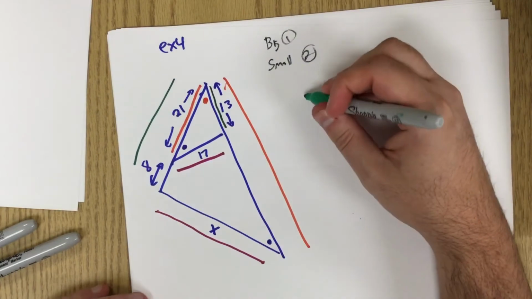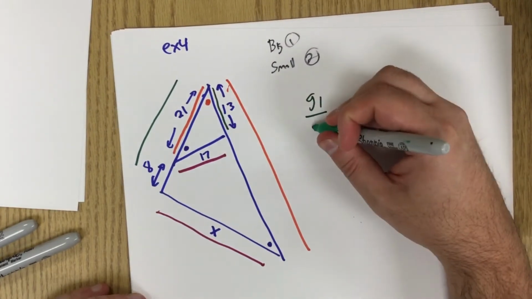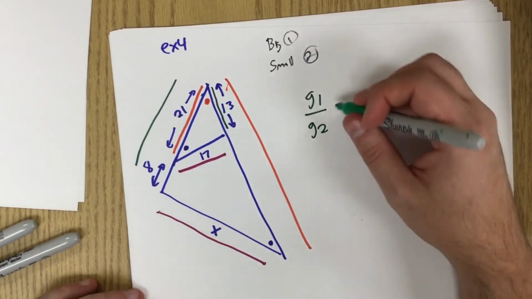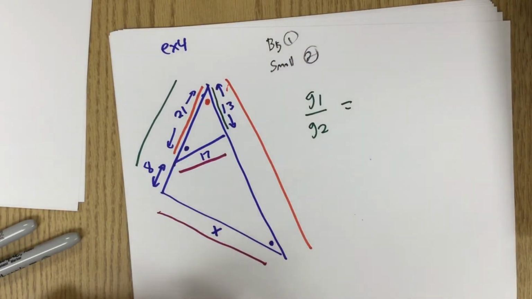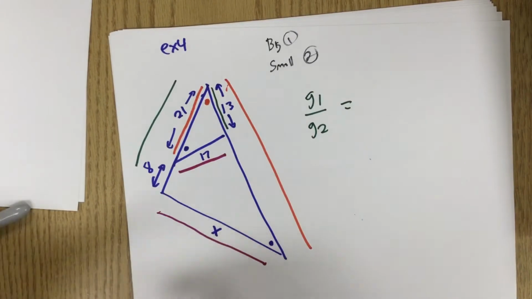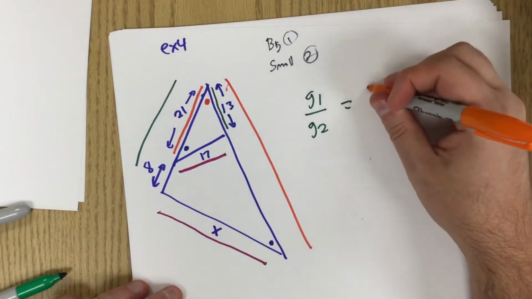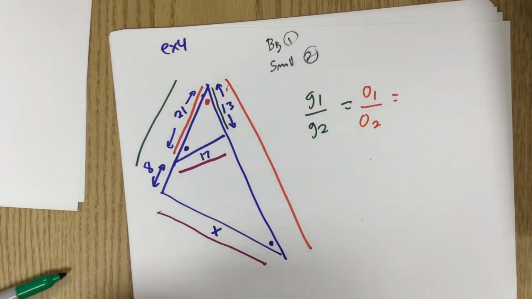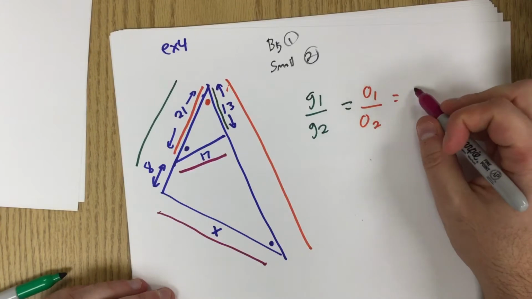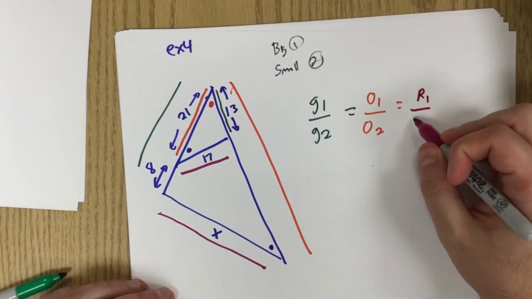So we're going to have green 1 over green 2, so green big over green small. And that's actually the hardest one. Should I have started with that one? We're going to come back to that in a second. Which is going to be equal to orange big over orange small, which is equal to red big over red small.